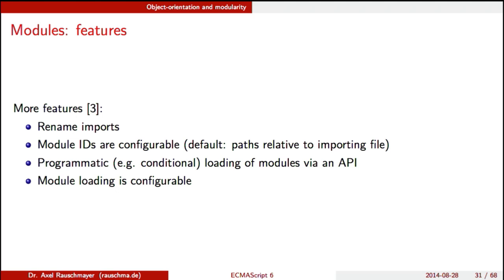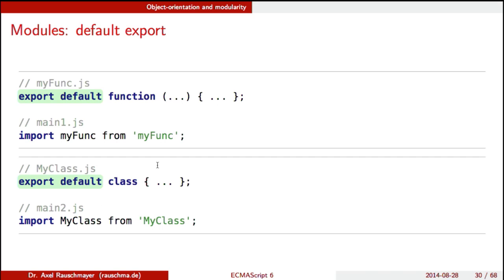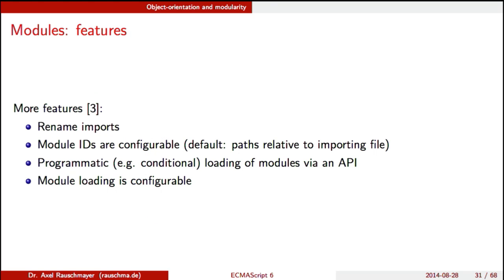So this is fixed, which helps with performance, and you can statically analyze what's going on. But sometimes you want to load conditionally. Say, depending on what a user inputs, you want to load a module or not. And for that, you have a programmatic API.